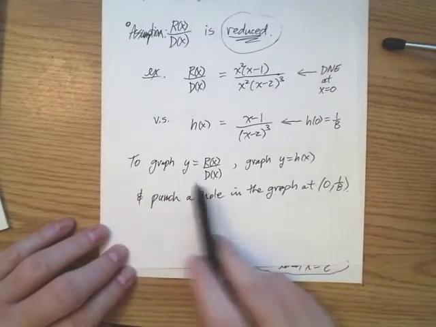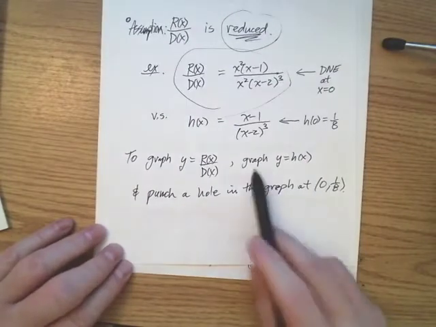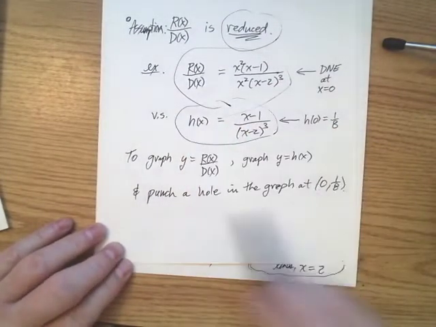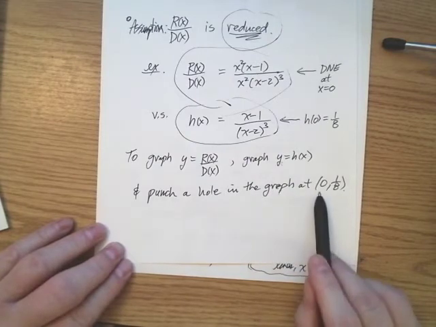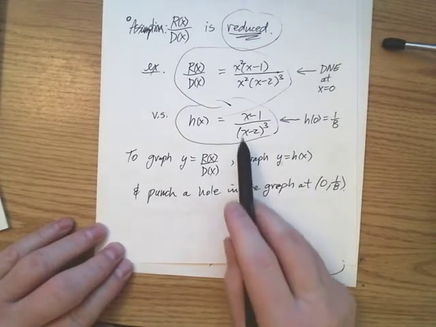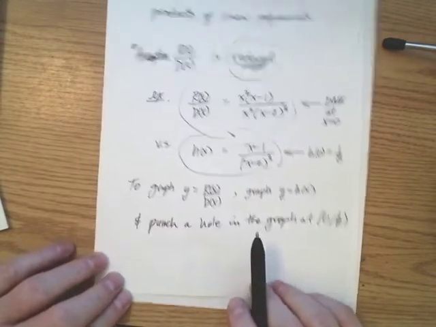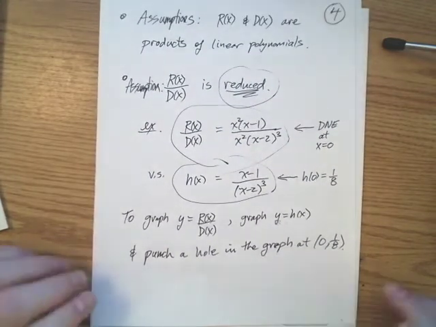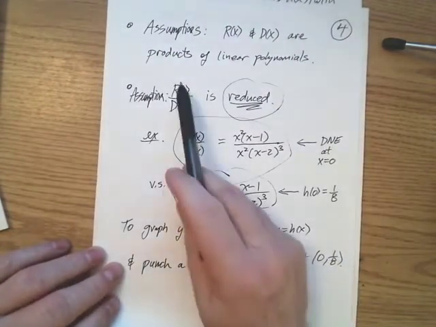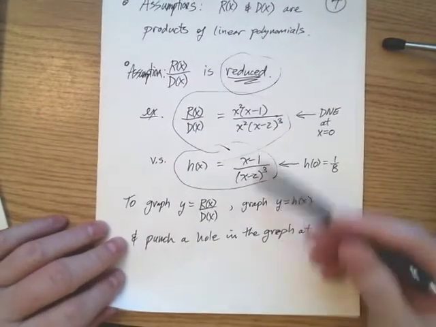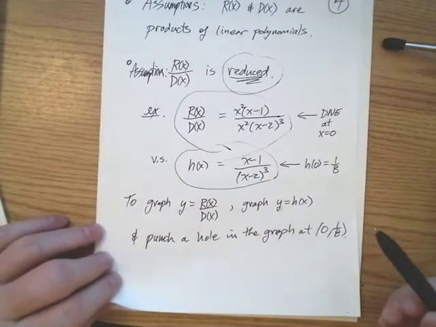If I was interested in graphing that, I would graph this simplified thing, and then I would punch in a hole in the graph at 0, 1/8, because this function does not exist at 0. That's all you would have to do, punch in a little hole like that. So with that trivial change between these two, I'm going to be making my assumption throughout that r of x over d of x is already reduced, so we don't have to consider this situation where you have to punch a hole in the graph.